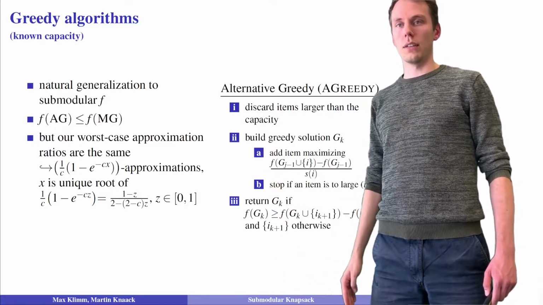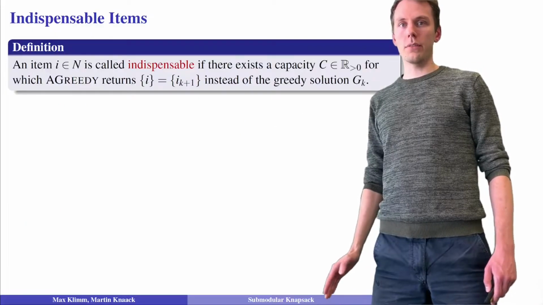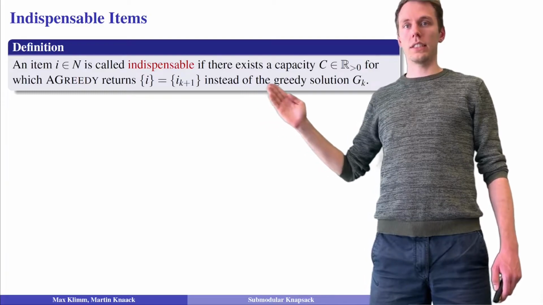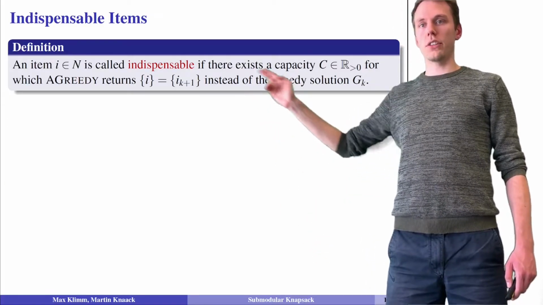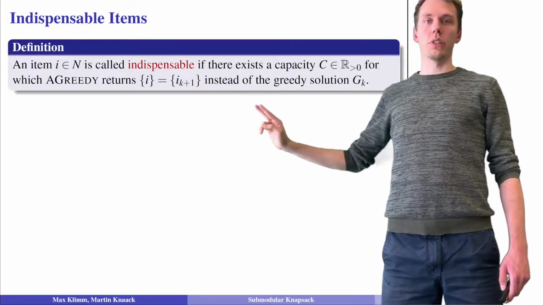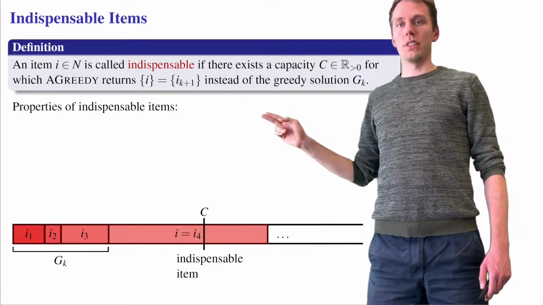And we will see in the last part of this talk that this alternative greedy algorithm can be used to derive adaptive policies. And for that, we are defining indispensable items. An item is called indispensable here if there exists a capacity C for which the alternative greedy algorithm returns this item as a fractional item instead of the greedy solution.